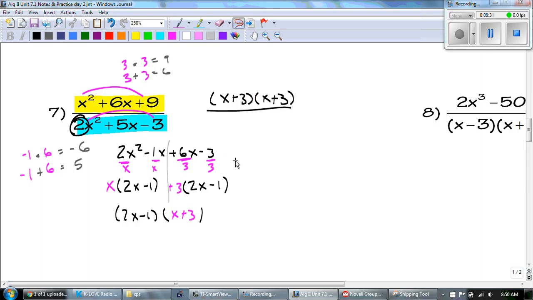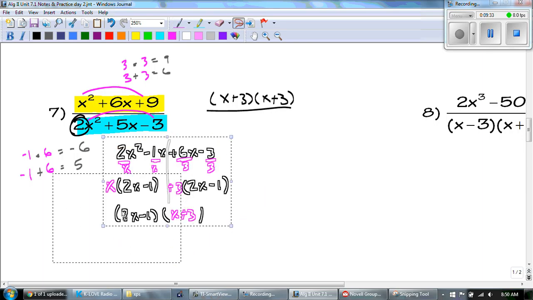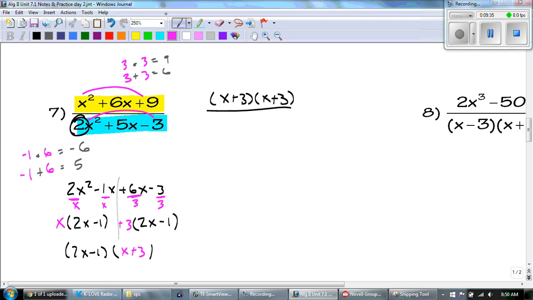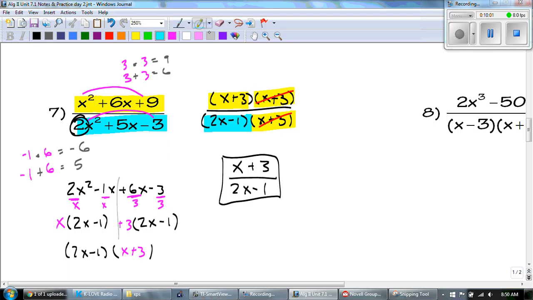and x plus 3. Sorry guys, I'm just going to move all this over here because that was my side work. And that's what I bring up here. 2x minus 1, x plus 3. If you notice, those are all the same. One is different. I can only cross off one pair that's the same from the top and bottom. And then I'm left with x plus 3 and 2x minus 1.